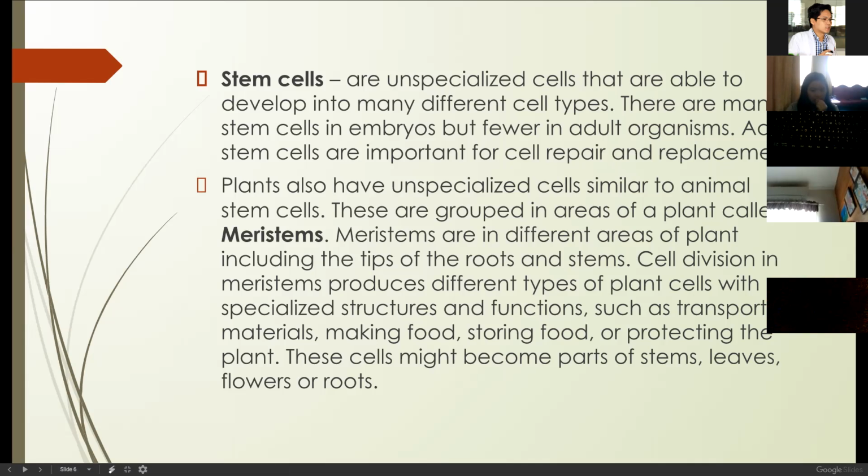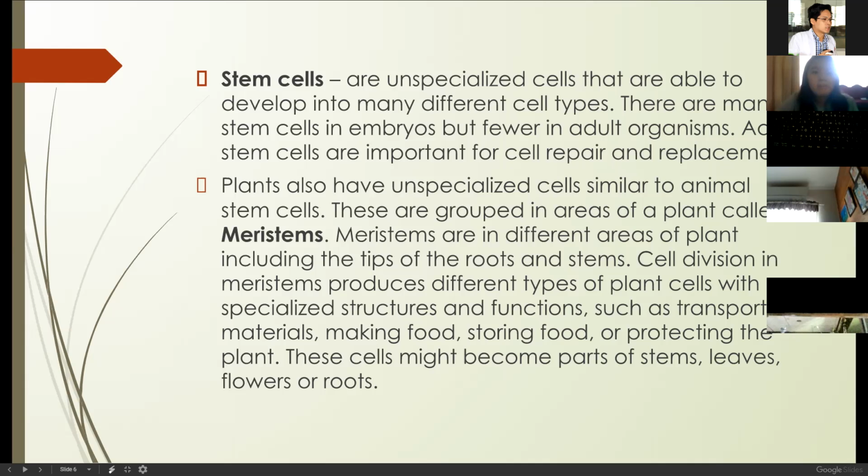Adult stem cells are important for cell repair and replacement. This is the time that our body actually heals by itself. Why does our body heal by itself? Because we have stem cells. But there are fewer in adults. That is why the older you are, the more time it takes for you to heal. But if you are young enough, the healing is faster because you still have a lot of stem cells in your body.